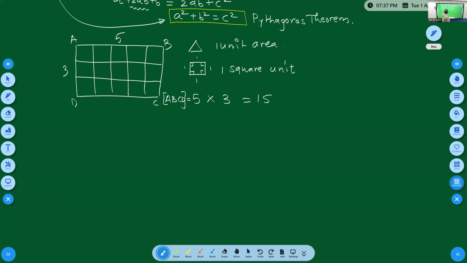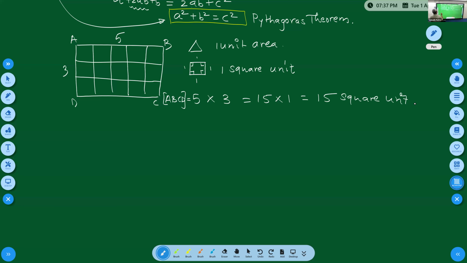Okay, this is area. I am just counting column wise. There are 5 columns and 3 rows. So the total number of squares is 15 and the area of each square is 1 square unit. Therefore, the area of ABCD is 15 square unit.